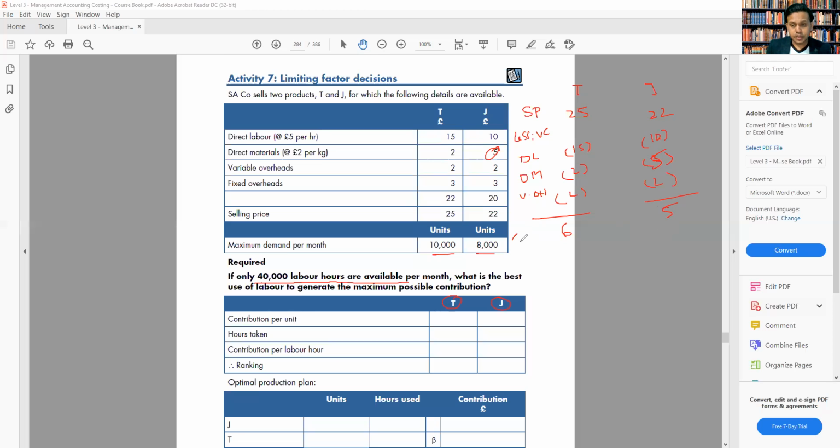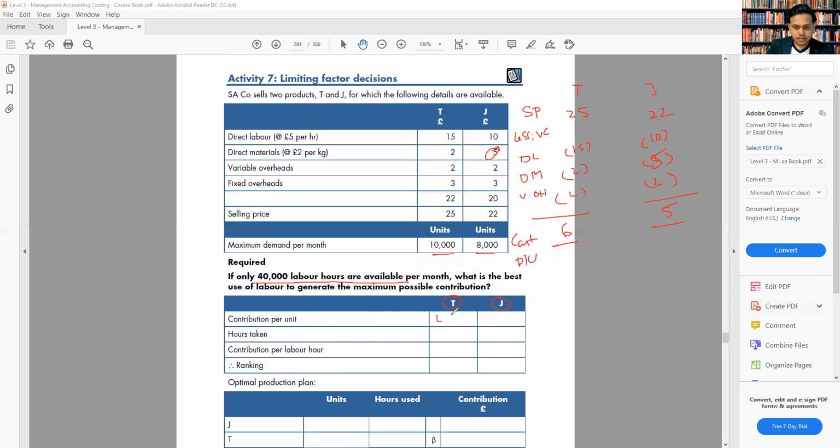Now we can see the contribution per unit is 6 for T and 5 for J. It looks like we should make T first and after that J, because T has more contribution. But please remember, we are not looking for the normal contribution. We are looking for the contribution per limiting factor. So what is the contribution per limiting factor? First, write the contribution here.